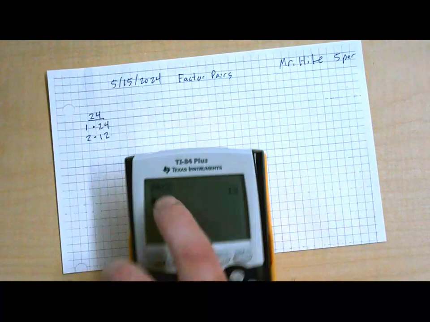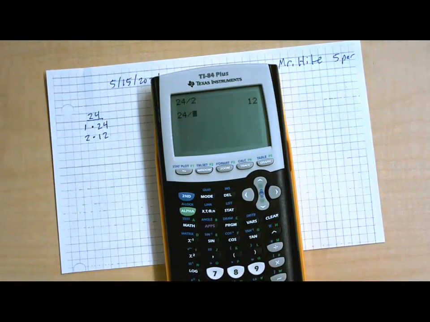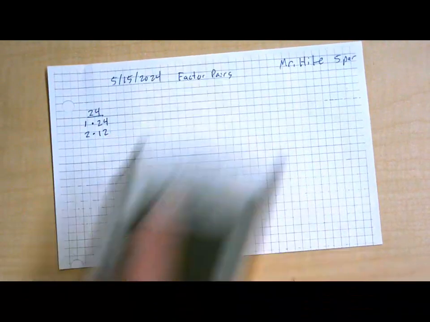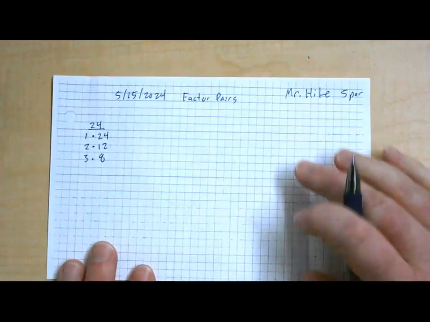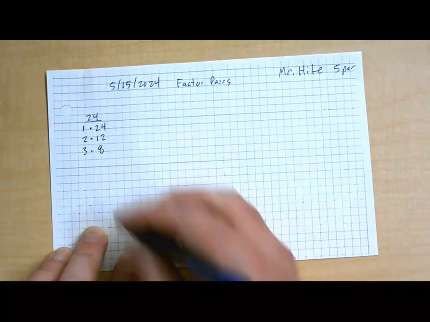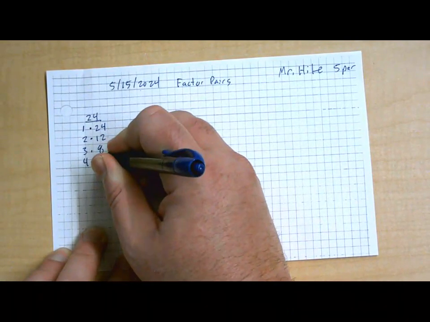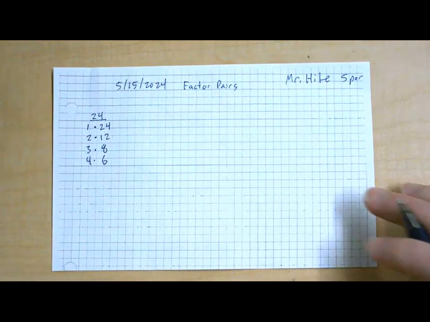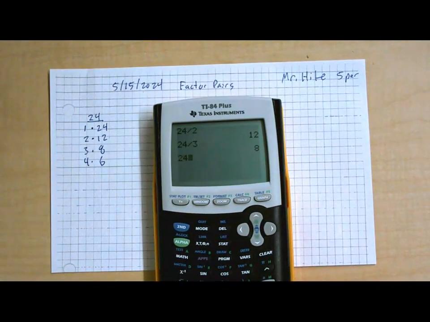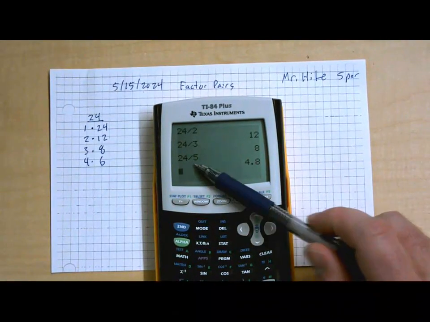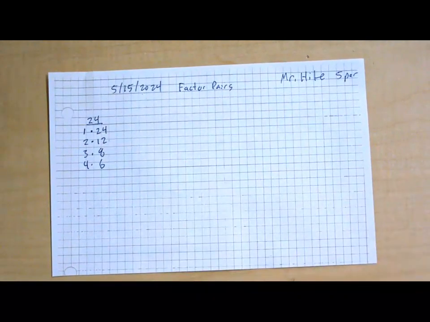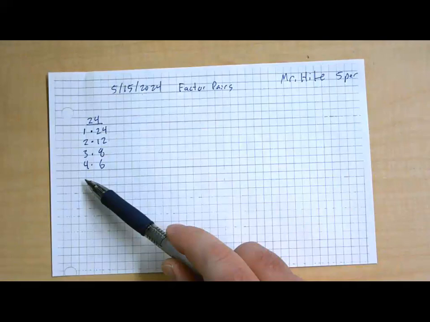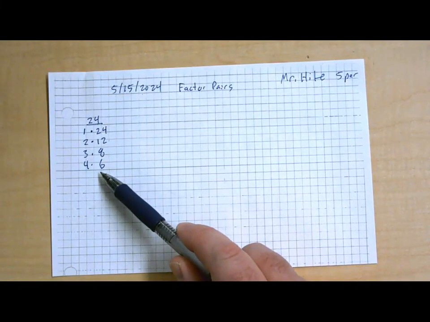Does 3 go into 24? Yep, 3 times 8. Does 4 go into 24? Yep, 4 times what? 4 times 6. Does 5 go into 24? If I divide 24 by 5, I get a decimal, which means it's not a factor, so we don't list 5. And then the next thing after 5 is 6, but we've already got 6 in our list, so that means we're done. So once we see a repeat, we are finished.